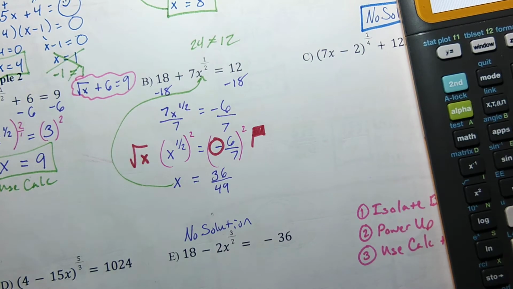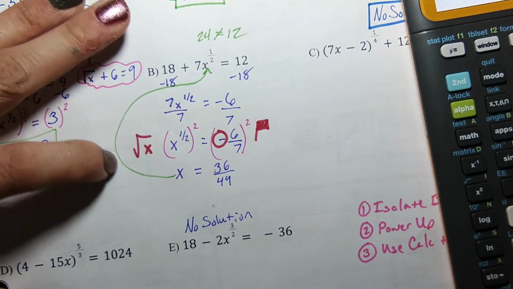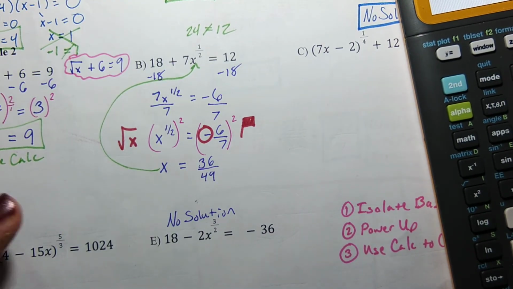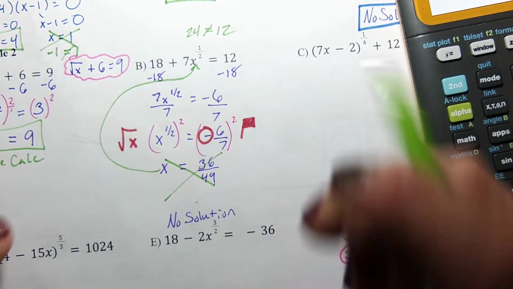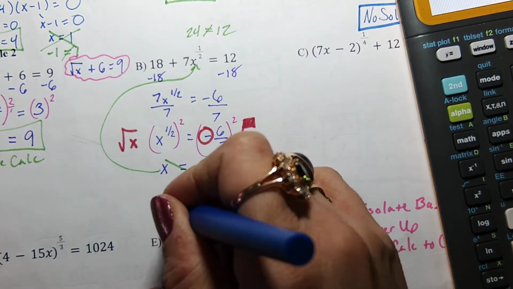So if that would happen to me, I would probably go through and just double check my math one more time and make sure I didn't make a dumb mistake somewhere. But if you plug it in and it doesn't work out, that means this is extraneous. And our final answer is no solution.